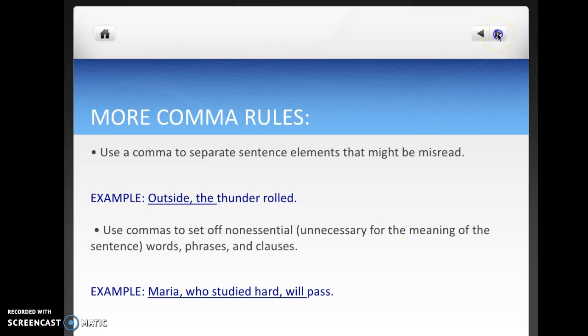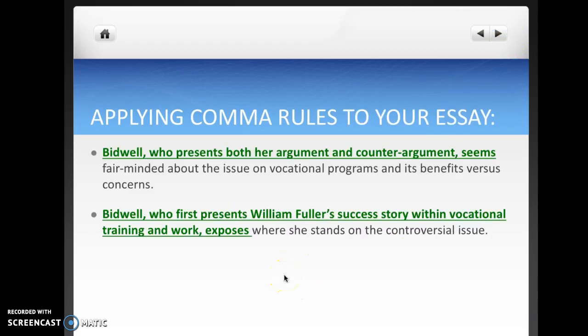If you were to apply these rules to your essay, you could say, "Bidwell, who presents both her argument and counter-argument, seems fair-minded about the issue on vocational programs and its benefits versus concerns." "Bidwell, who first presents William Fuller's success story within vocational training and work, exposes where she stands on the controversial issue." So we're setting it off with commas because it's not necessary to the main part of the sentence, but it helps to make the sentence sound even more meaningful.